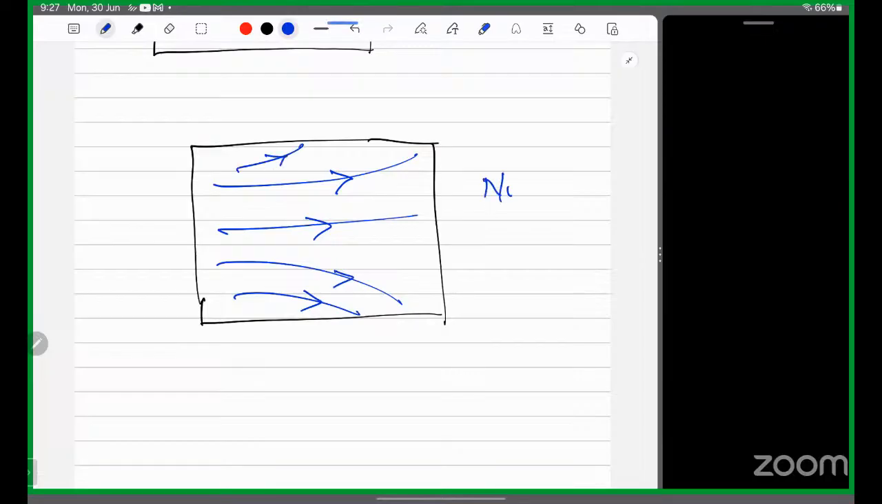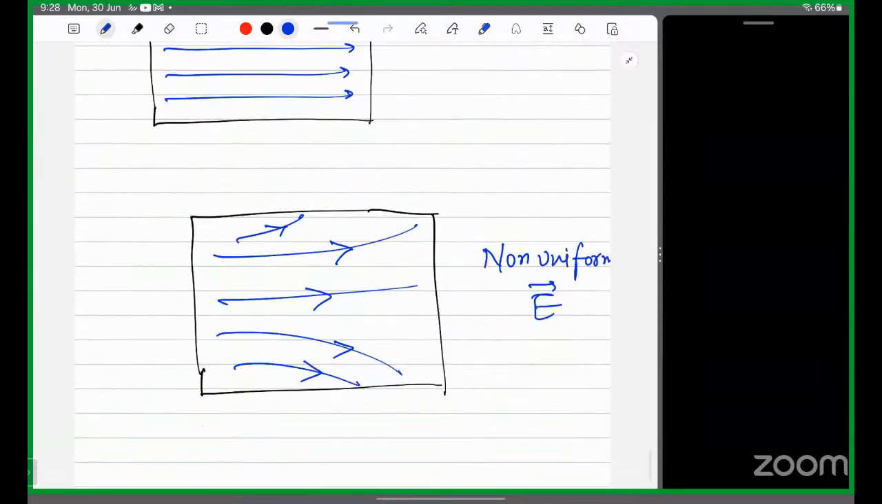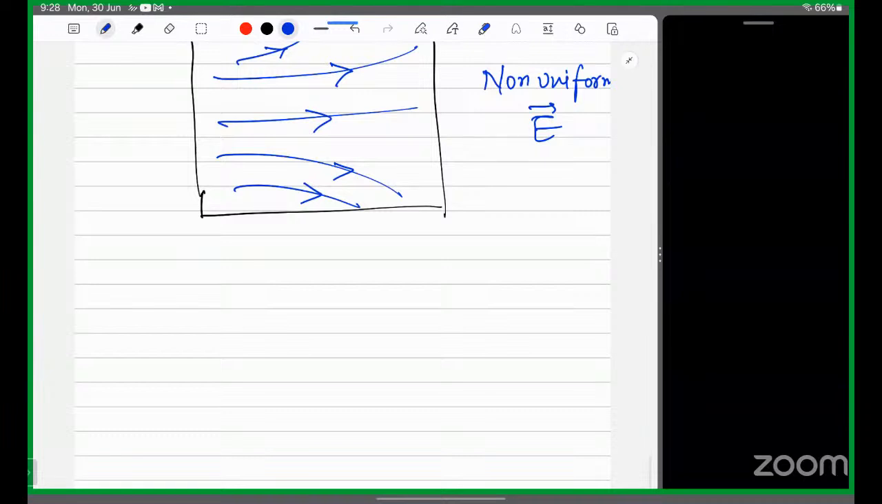This is known as non-uniform electric field. Okay. And if you take the permutation and combination of these four situations, you will get uniform and strong electric field, non-uniform and strong electric field, weak and uniform electric field, weak and non-uniform electric field.